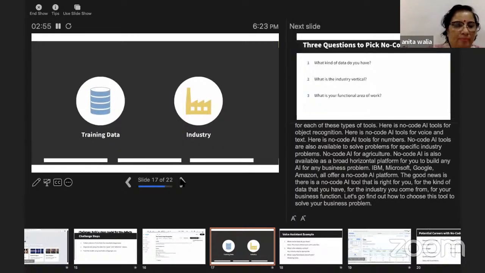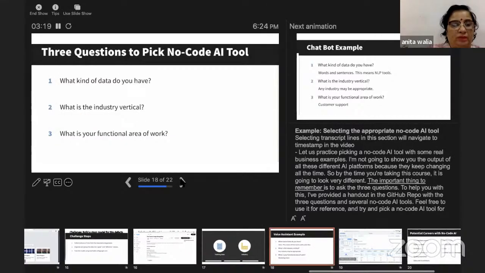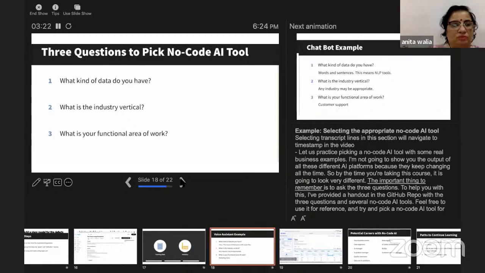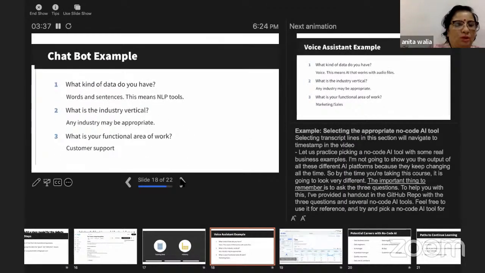Okay. So now, how do we solve a particular industry problem? When we talk about a particular industry problem, as I already told, the training data set is very, very important to identify. And for that, you have to answer three questions. One, what kind of data do you have with you already? Two, what is the industry vertical you are trying to find a solution for? And three, what is your functional area of working? So for that, what kind of data do you have?